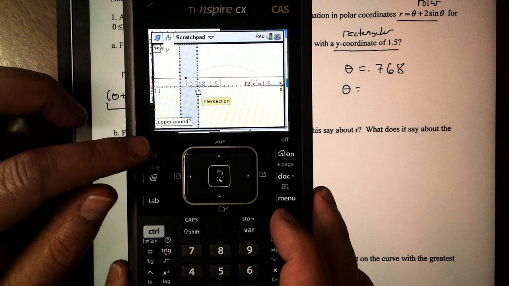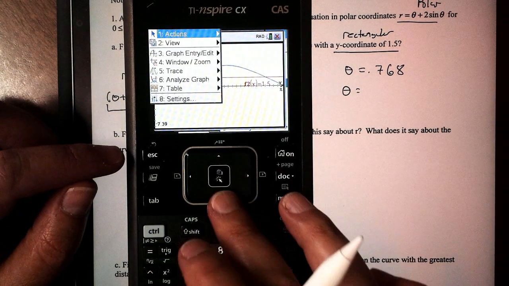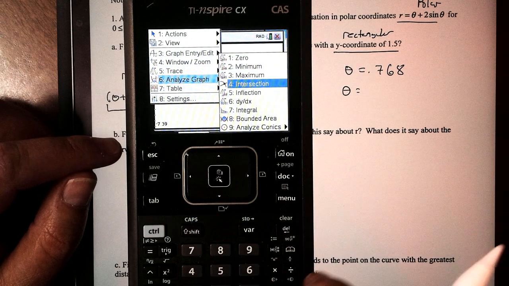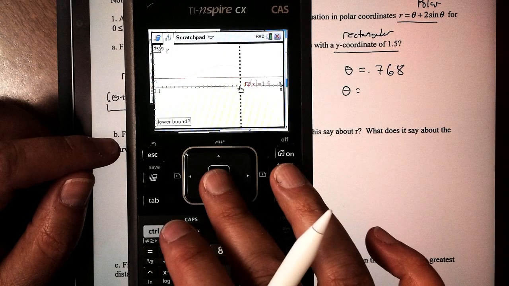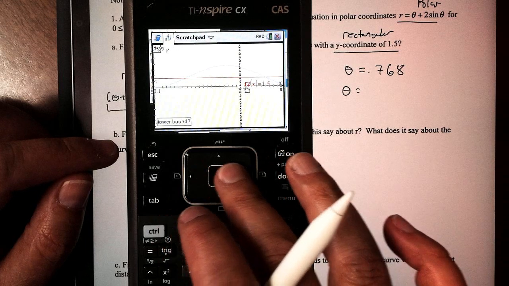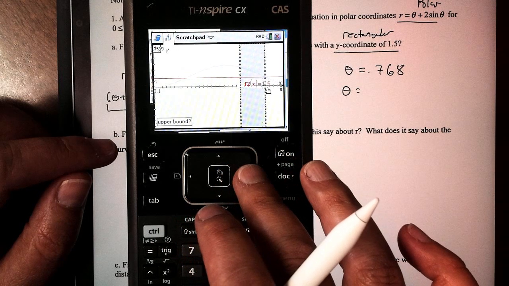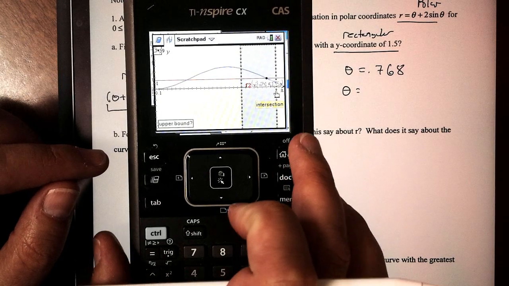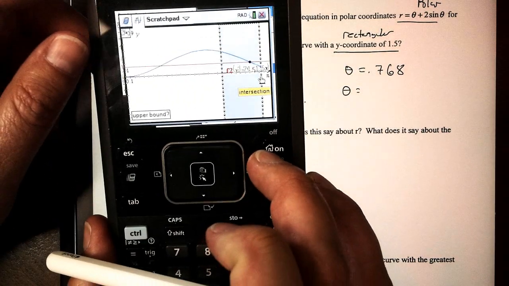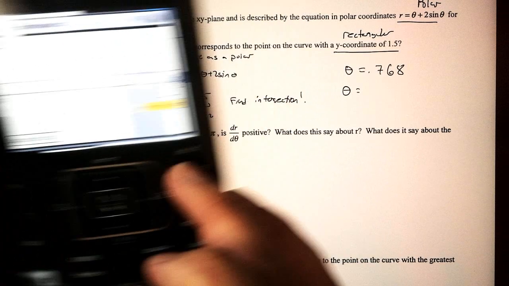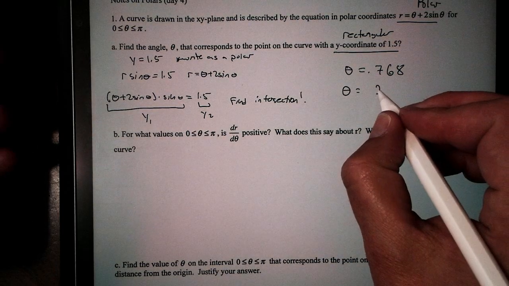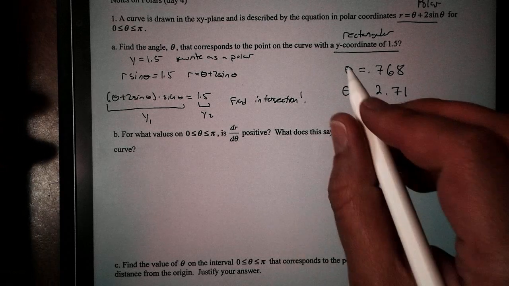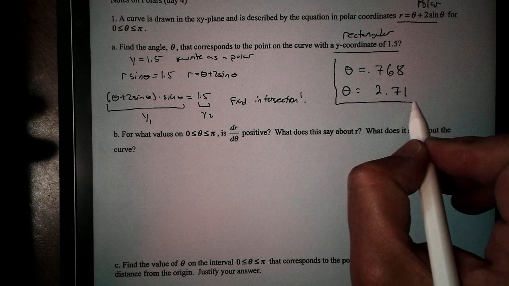I'm going to escape this, and I'm going to do the intersection again. Now remember, if the AP says you can use a calculator, you use the calculator. Lower bound. There's my upper bound. And what does it give me? It's kind of hard to see there. It looks like 2.71. So I'm going to write that in. 2.71. And there are my 2 intersections.